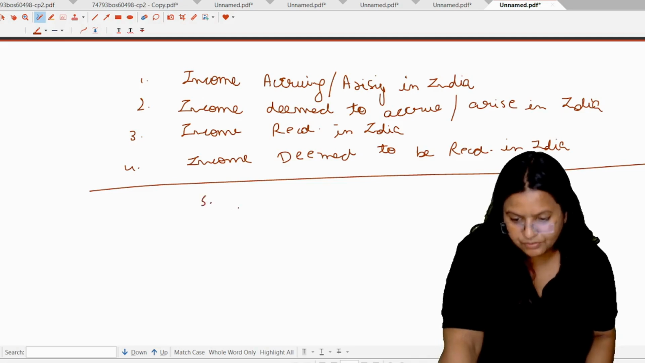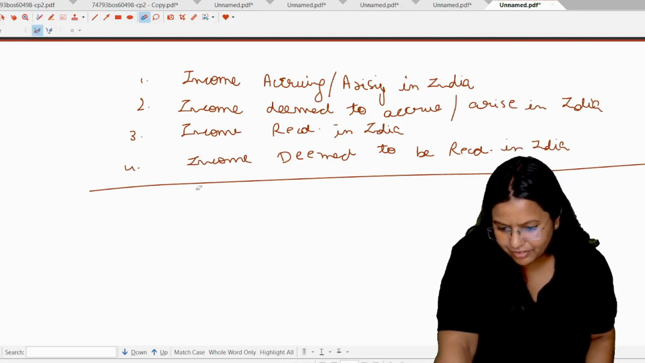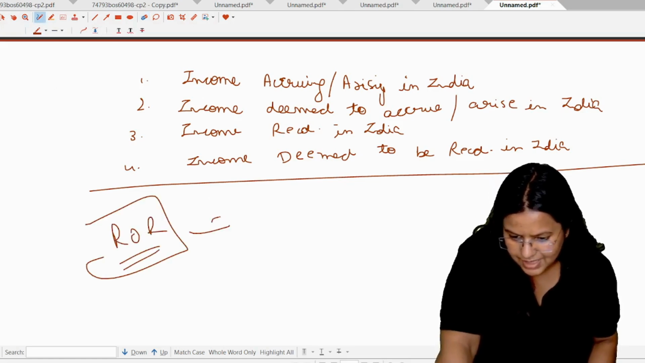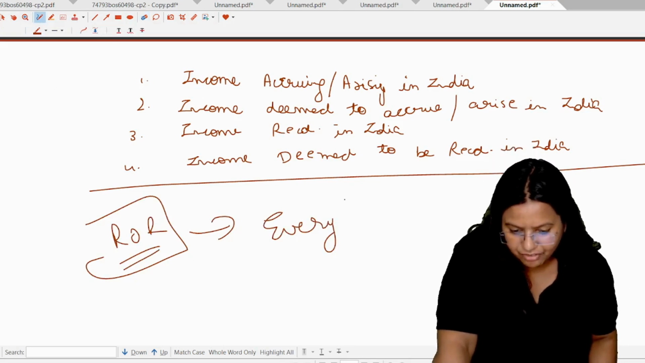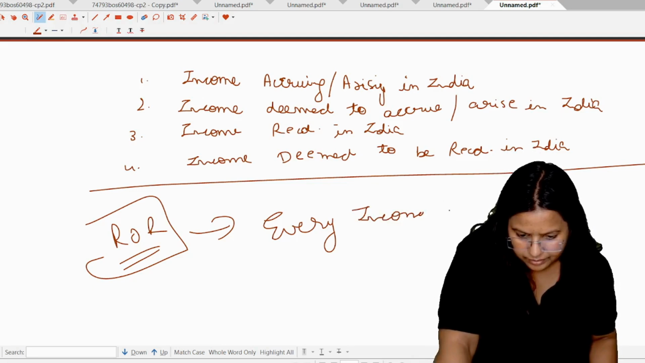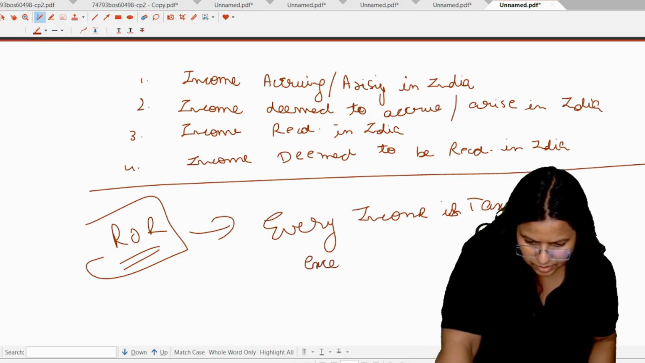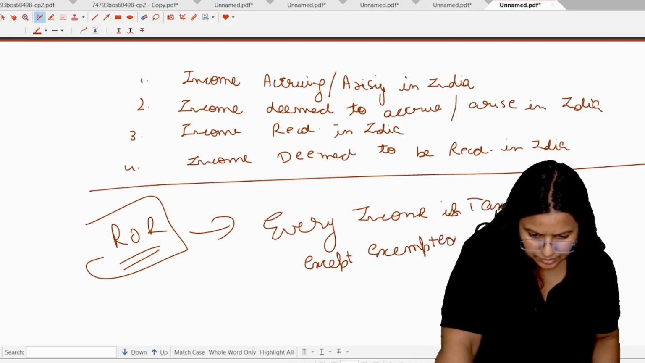Then there is a 5th income which will be taxable only and only in the case of resident. For ROR, every income is taxable, whatever kind of income it is, except the exempted incomes. Exempted income is like agricultural income and all.